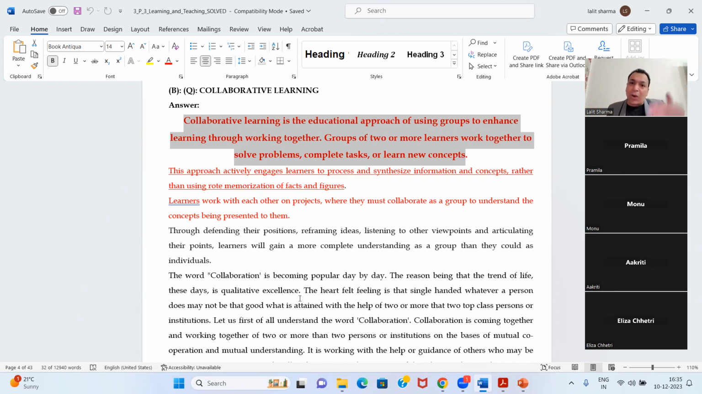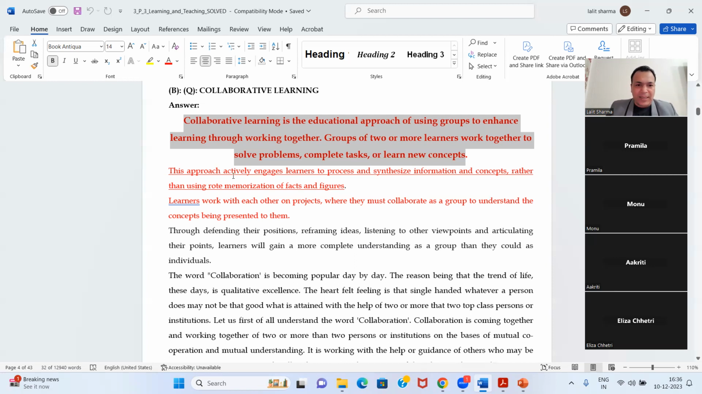So guys, now you have to do all these things. Now you have come to know that in collaborative learning we have to make groups so that they can work together, solve problems, complete tasks, and learn new concepts. Okay, so this should be your approach. Your approach is not to show how much knowledge you have, right? Your approach should be arousing the learning power of the student so that the student can solve his or her problem by himself or herself. This is called teaching, right?